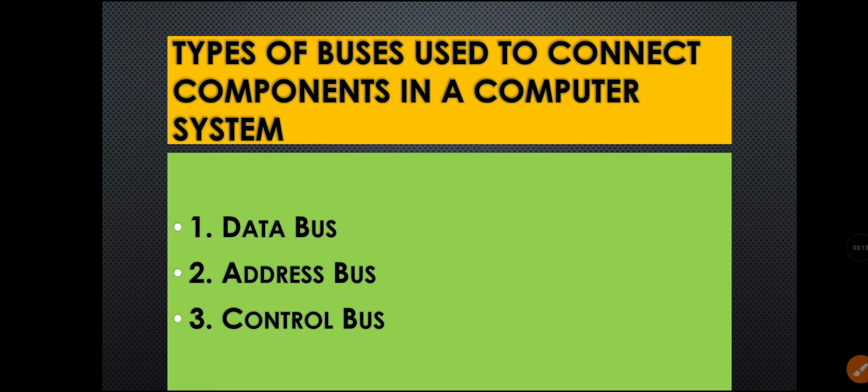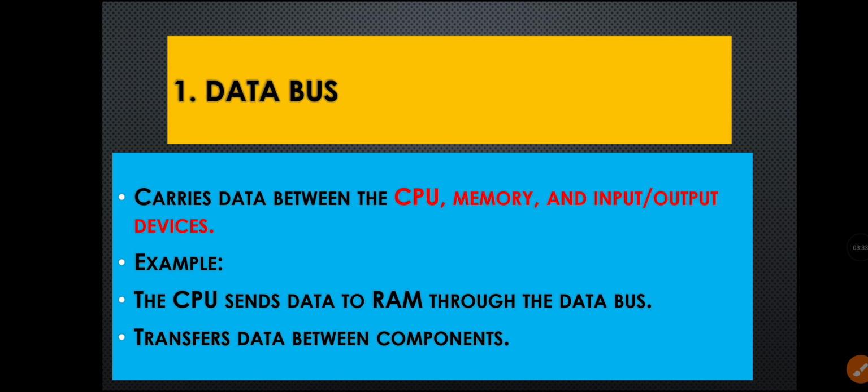Next question is, let us know about types of buses used to connect components in a computer system. The question is, what are the types of buses that are used to connect components in a computer system? There are three types of buses, my dear students: data bus, address bus, and control bus.